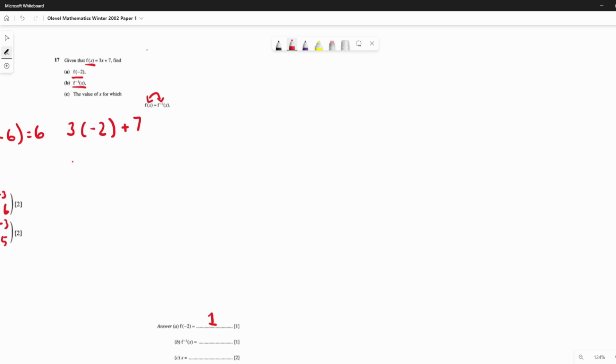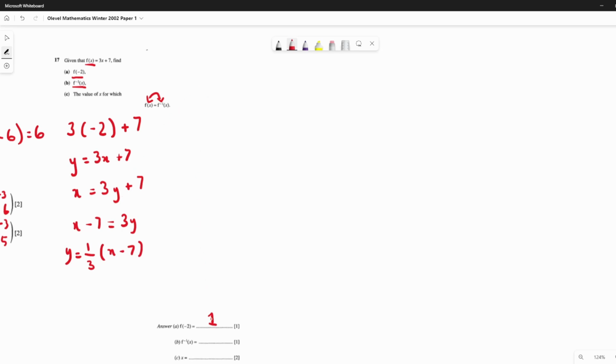So the first step is simply we replace f of x with y. So y is equal to 3x plus 7, just to make it easier for us. Now we want to swap x and y, so x is equal to 3y plus 7, and now we simply want to make y the subject again. To do that, we subtract 7 from both sides, so this becomes x minus 7 is equal to 3y, and lastly y is equal to 1 over 3 into x minus 7, and that should be the inverse of this function.